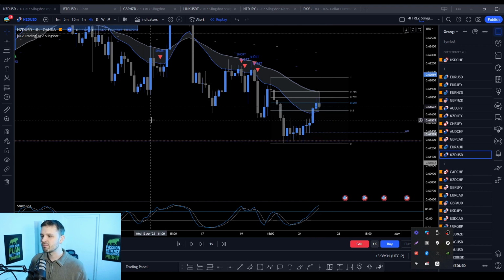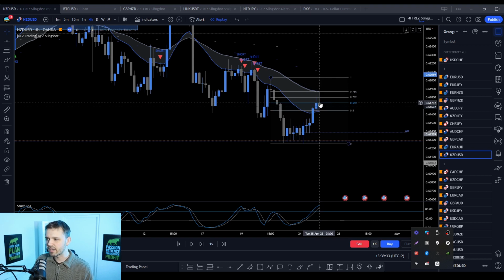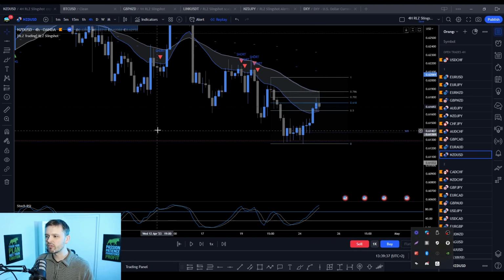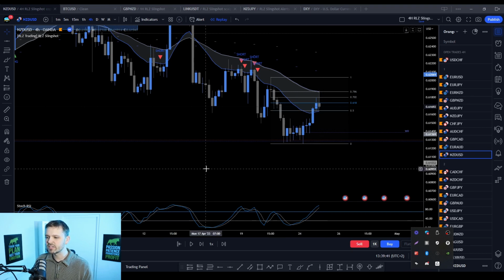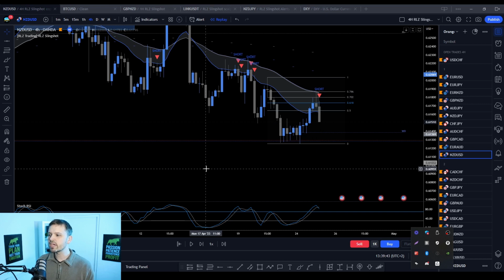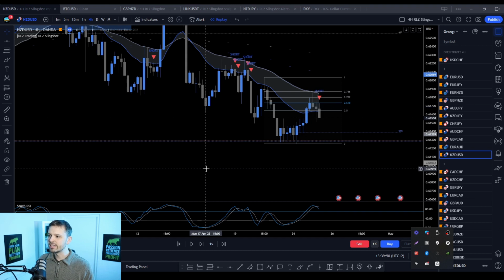Now that's a beautiful candle. You see how that wick kind of fills up the whole reload zone and hits the 4-hour 50 EMA here as well. The stochastics RSI is now well above 70, great area. And there we have the short signal that's almost triggering right here. And then on the next one, we get the actual short signal. So that's the short signal.